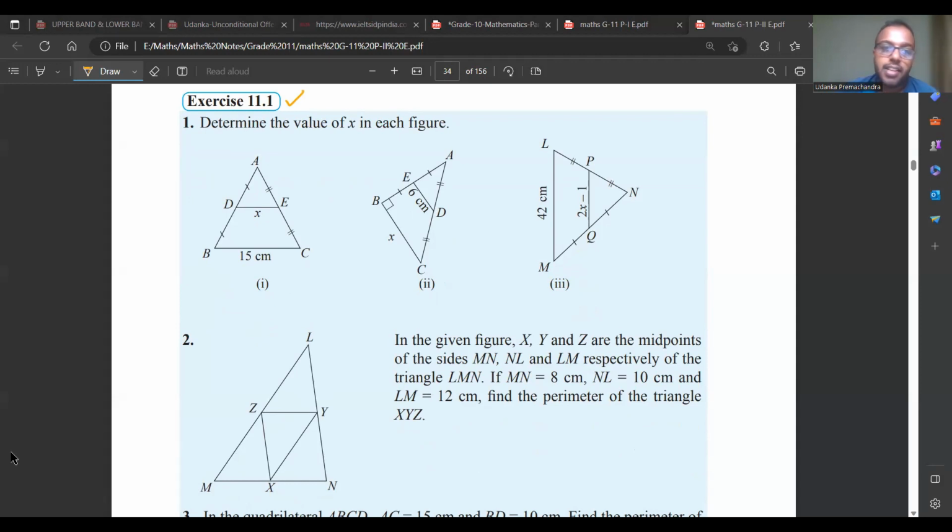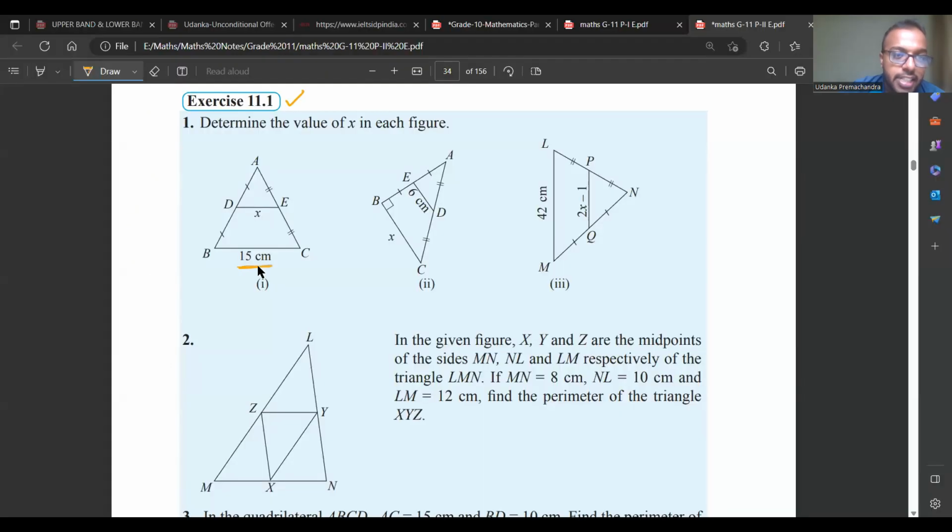Now tell me, determine the value of x in each figure. It is easy. Exercise 11.1, you can start it. First question: the first answer is 7.5 centimeters. Good.